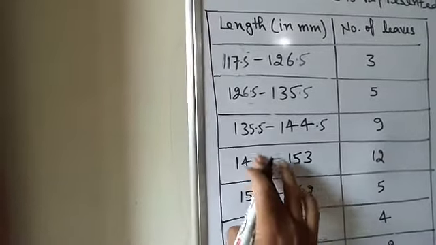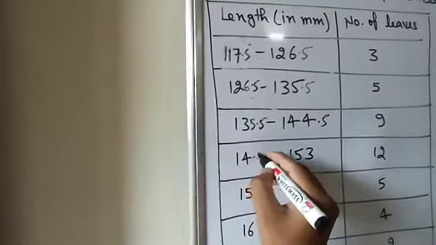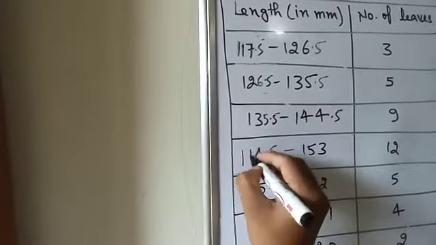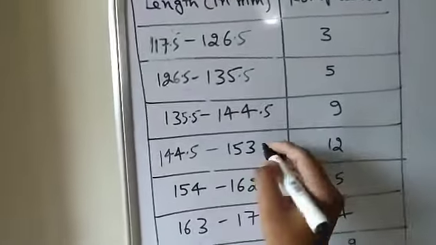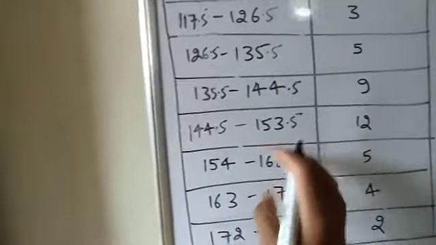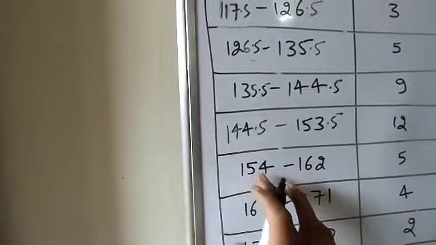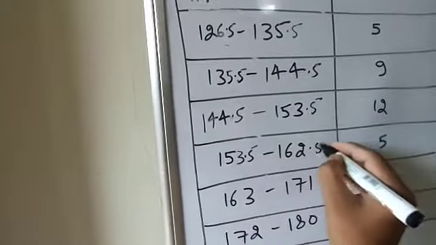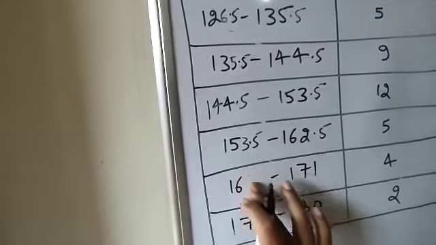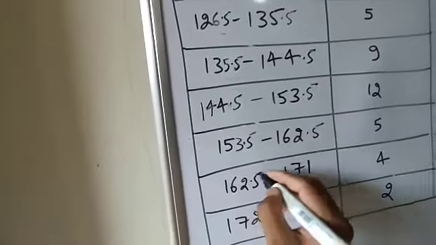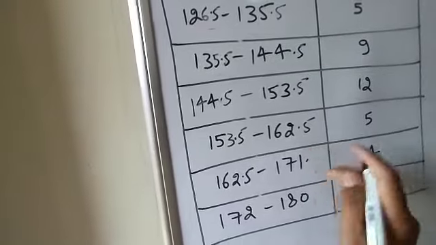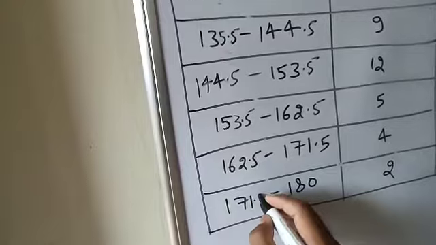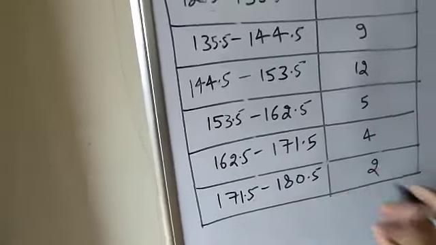Again 0.5 will be subtracted from the lower limit here. So it will be 144.5, and if 0.5 is added, it is 153.5. Again here it will be 153.5. 0.5 will be subtracted here and 0.5 will be added here. It will be 162.5 and 171.5. And here if you subtract, it will be 171.5 and it will be 180.5.